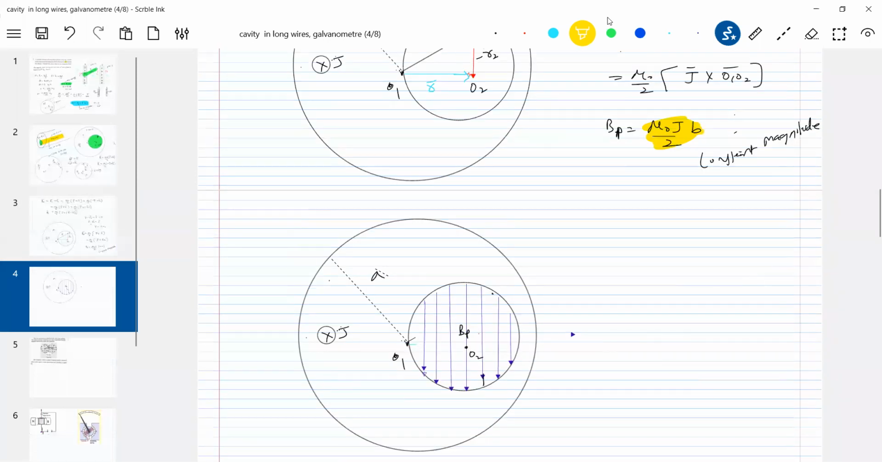The cavity need not be here. We can bring the cavity here also. Alter the distance from the center of the wire to the center of the cavity. That should be this B, and since you know the current density, you can directly predict the field here.